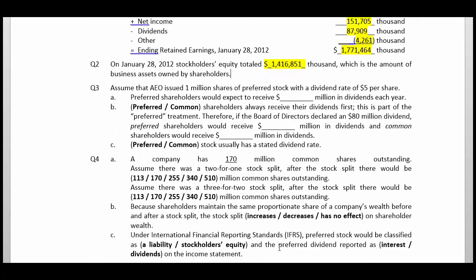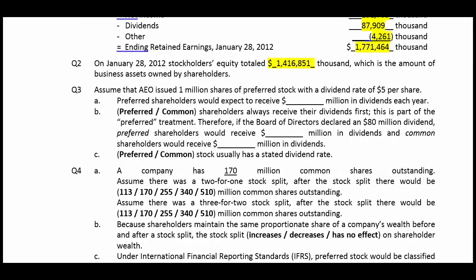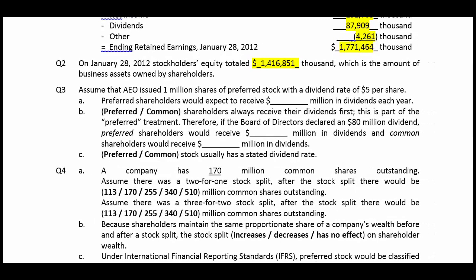All right, now here's the dividend problem, and a few people had trouble with this. This is exactly the way that it looks. It's not that bad. Assume the company issued 1 million shares of preferred stock with a dividend rate of $5 a share. So preferred shareholders would receive that dividend. 1 million shares times $5 a share would be a total of $5 million in dividends.